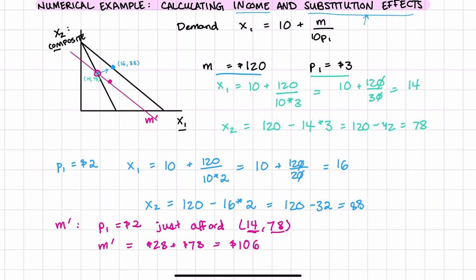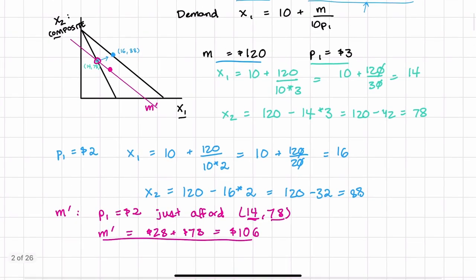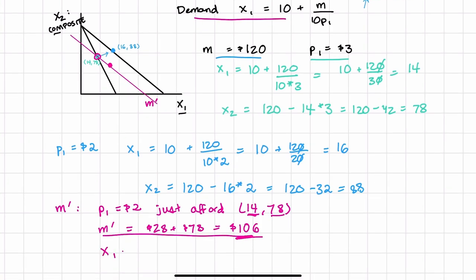But we're still not done yet. We still need to find out where is this point? We know our new income, it's 106. And the question is, how much do we demand of X1 at this new price and this new income of 106? We just plug and chug. Our X1 will be 10 plus the new income, 106, divided by 10 times the price. Here, our relative prices are the new ones, so times 2. 10 plus 106 divided by 20 comes out to be, I need some calculator help here.